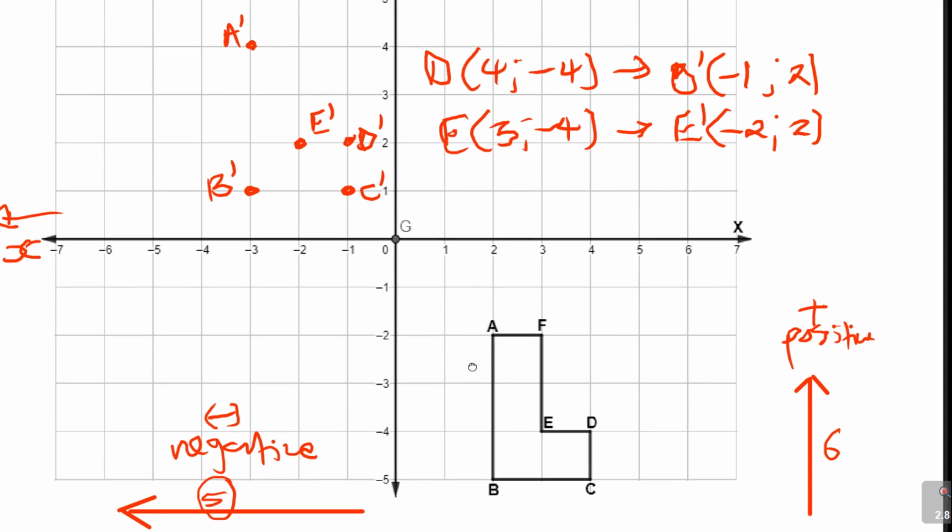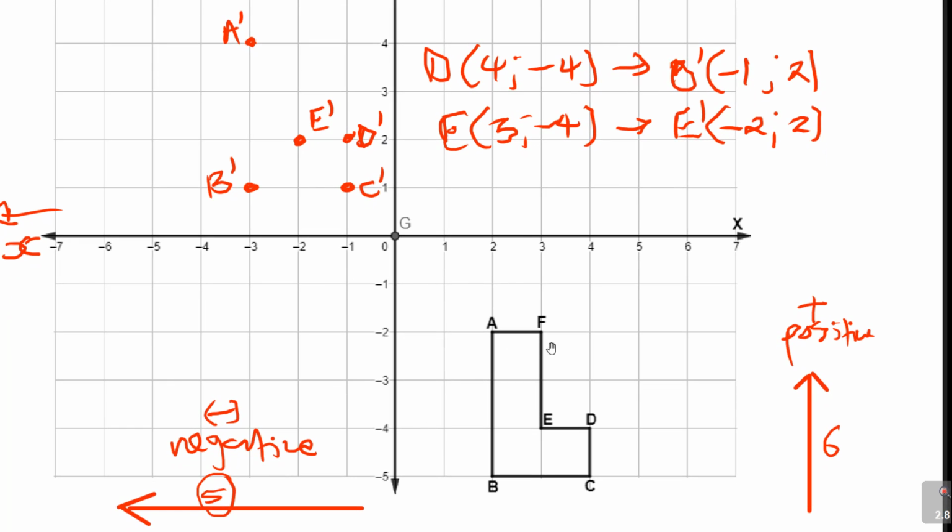And I think the last one is F. F is 3, minus 2. So we have got F as 3 and minus 2. And after translation, F becomes 3 minus 5, it's minus 2, plus 6, it's 4. So we have got what? Minus 2 and 4. There it is. And this is F prime.